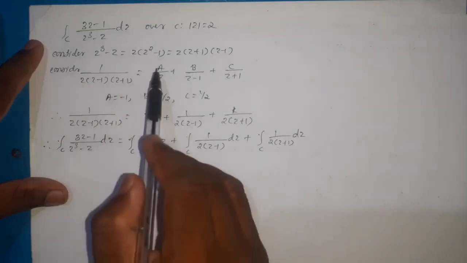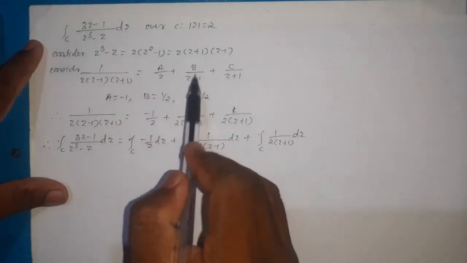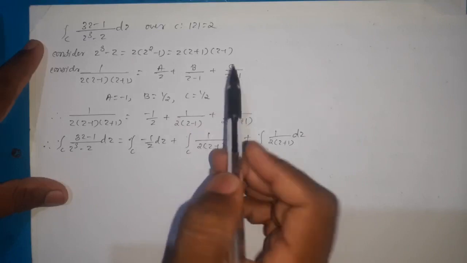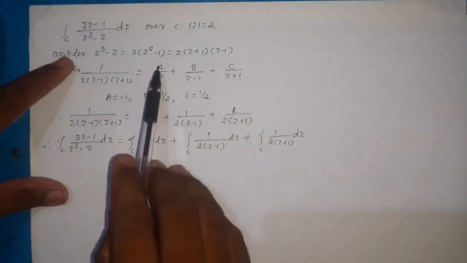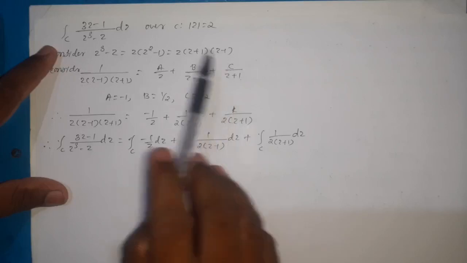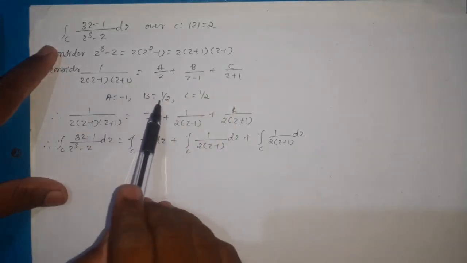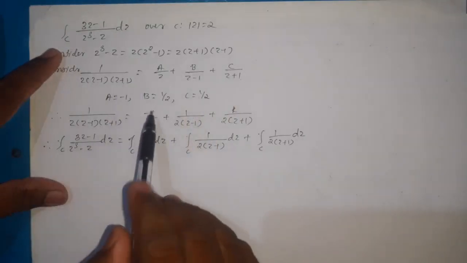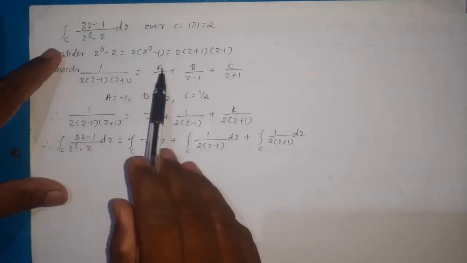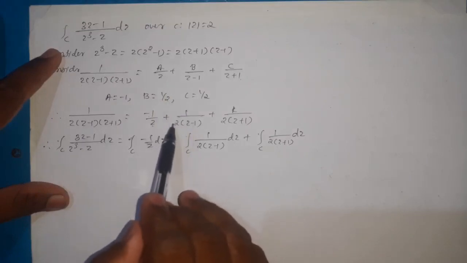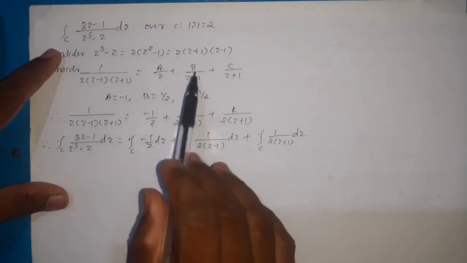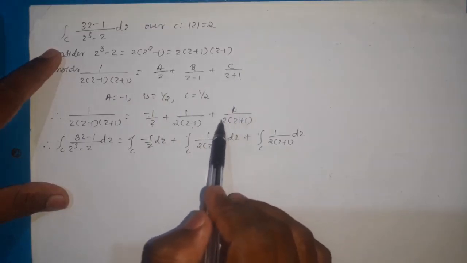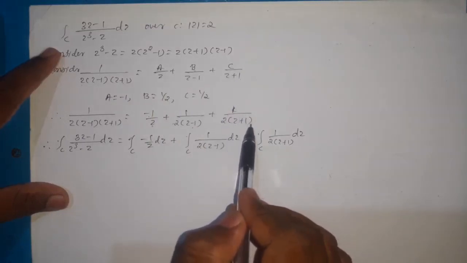Now the factors of this are a by z, b by (z minus 1), c by (z plus 1). By using partial fractions, we can find the values of a, b and c. Here a equals minus 1, b equals 1 by 2, c equals 1 by 2. Then this becomes minus 1 by z because a equals minus 1, and 1 by 2 into (z minus 1) since b is 1 by 2, and c is also 1 by 2, so 1 divided by 2 into (z plus 1).